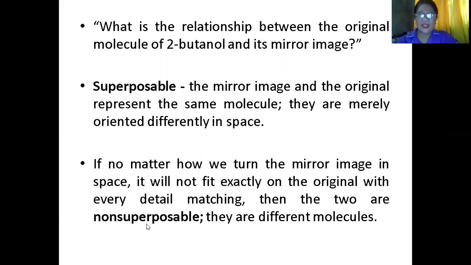Okay, so what happened if the mirror image is not exactly fitted to its original, every detail matching? Then the two are non-superposable. Meaning, for instance, if this is the molecule, the superposable is when you fit it in. That is why my left hand and my right hand are not superposable. Why? Because if you are going to fit them in, they will not match.